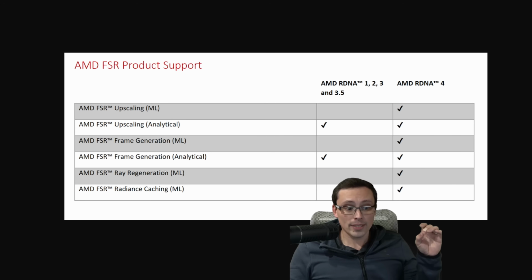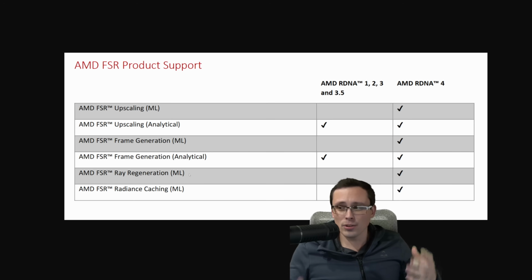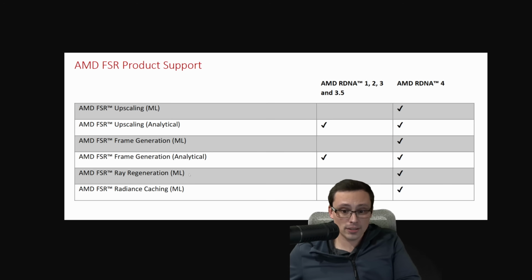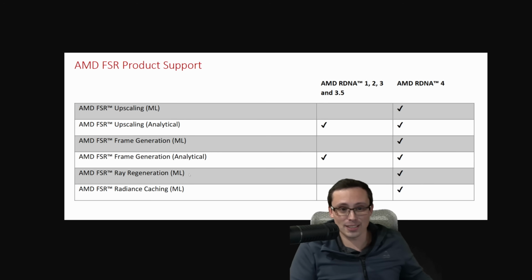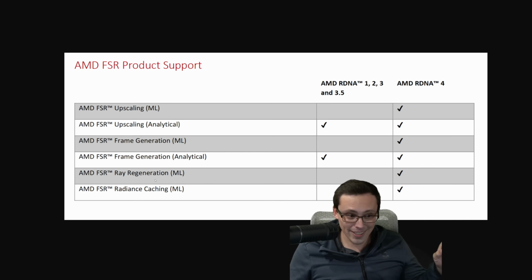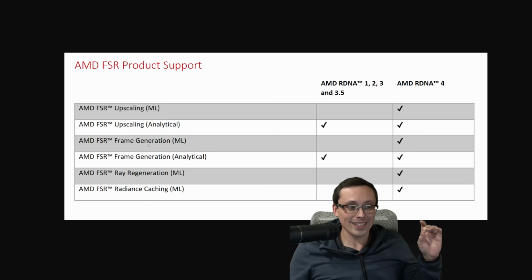And FSR Ray Regeneration is new as part of FSR Redstone, but was already out ahead of this official release as part of Call of Duty Black Ops 7, and I've already tested it. And FSR Radiance Caching is not really actually out yet in any games for me to test. So in this video, I will explain what all of these things are. Then I will explain what games they're currently available in.